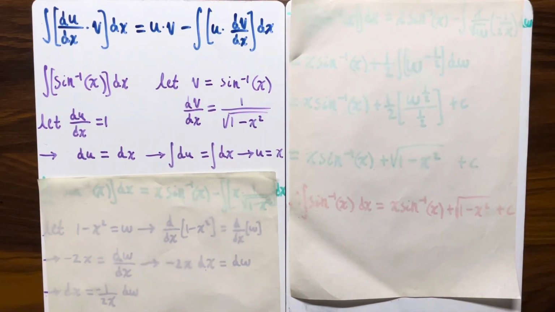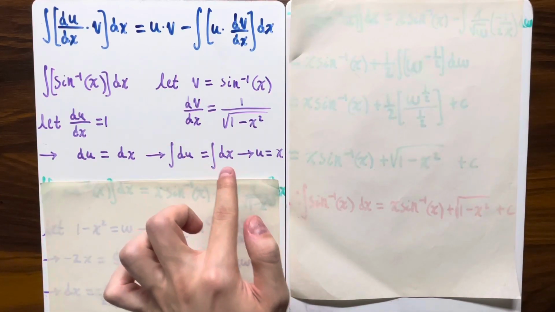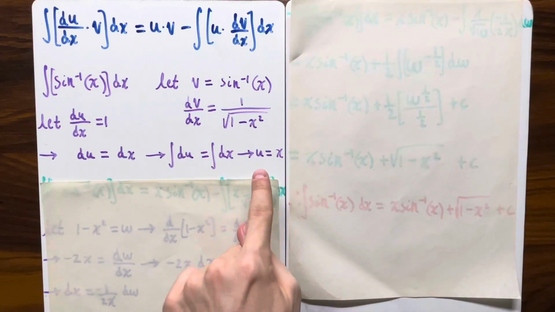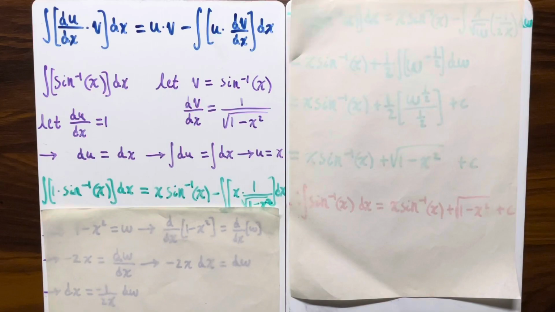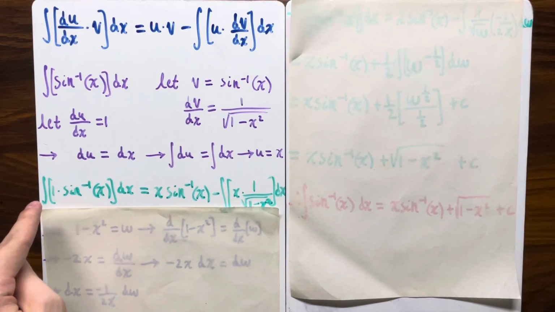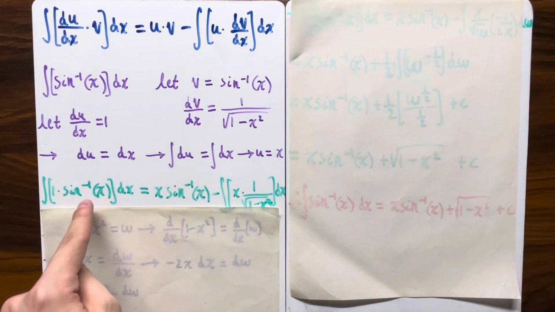And now we can integrate. The integral of du is u. The integral of dx is x. So we get this equation. We figured out what u is. It's just x. So plugging everything into the formula, we get that the integral of du dx, which is 1, times sine inverse of x.